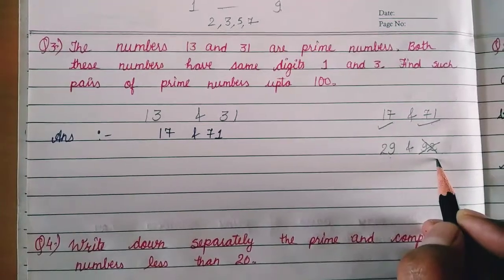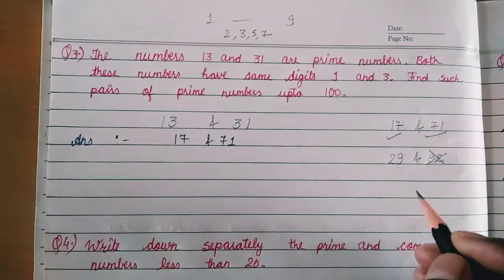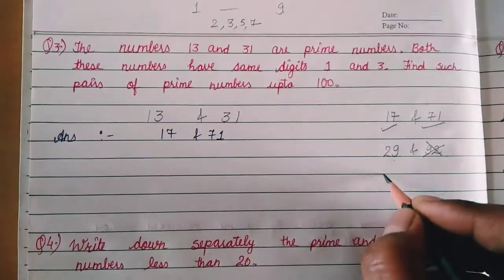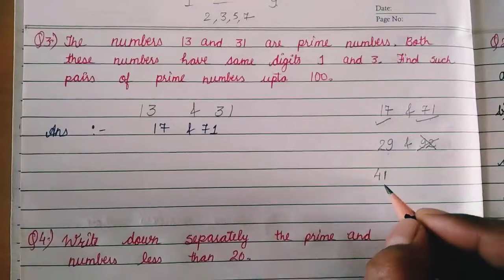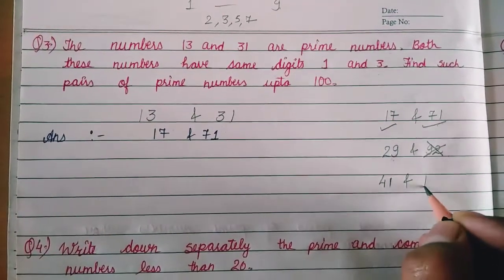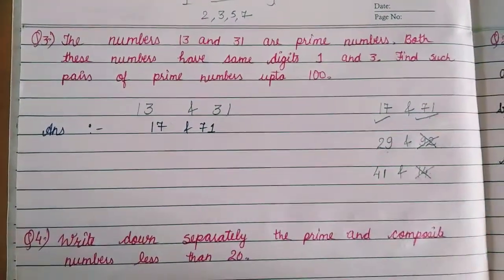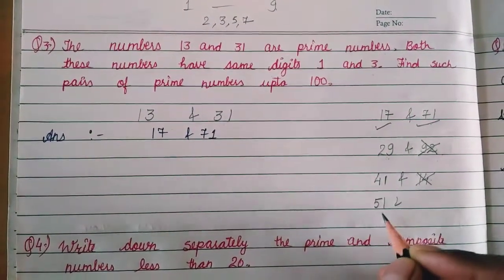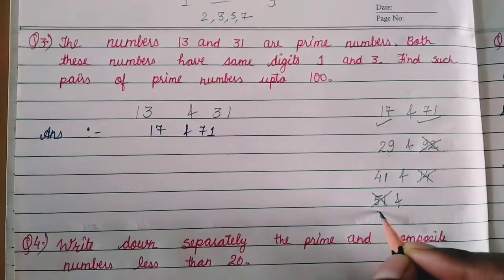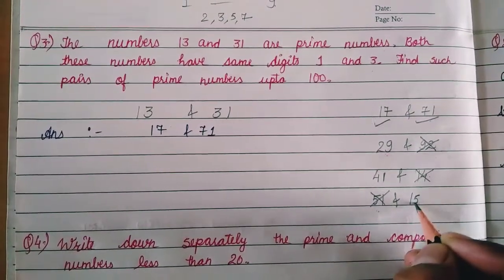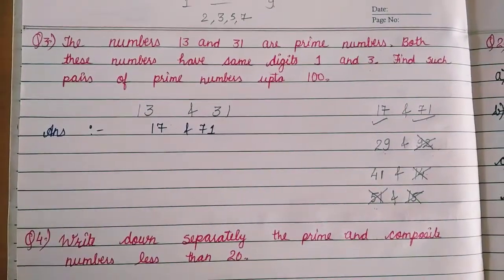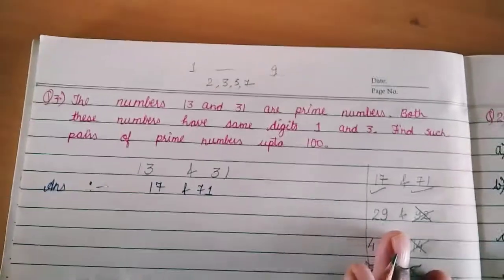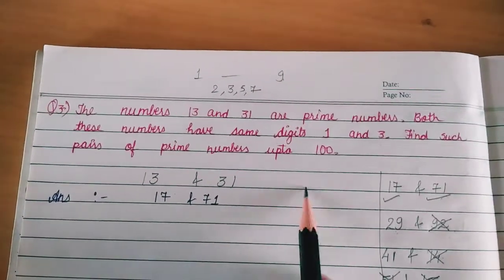31 and 13 is already over. If I take 41, 41 is a prime number, but 14 is a composite number. This is the kind of manner we have to follow. 51 looks like a prime number, but it is not, it is a composite number, and 15 is also a composite number. We have to simply see our condition. We take the values and shuffle their digits.